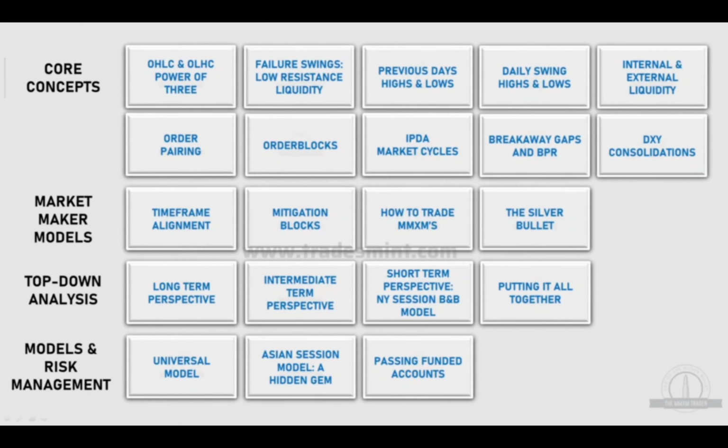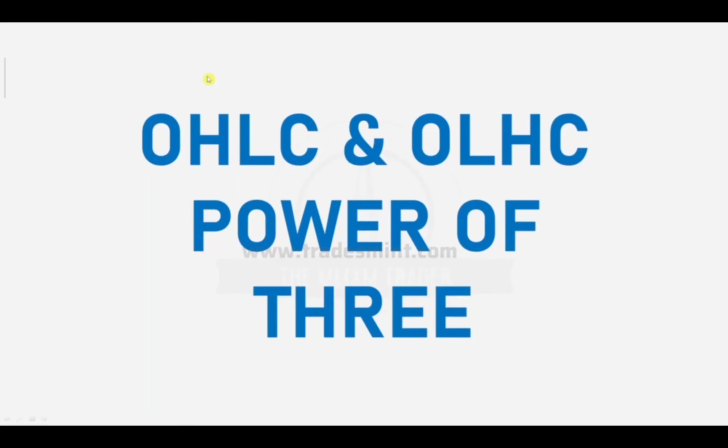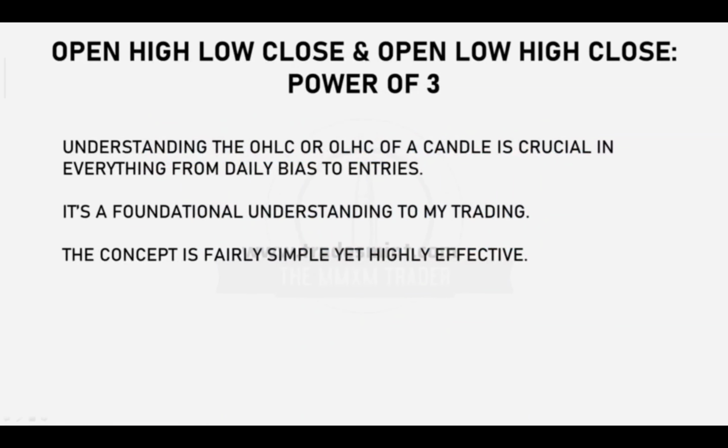Then about the power of 3, which is the open high low close and the open low high close of a candle. Now what is open high low close and open low high close? We also call this the power of 3, right? So accumulation, manipulation, distribution of a certain type of candle.